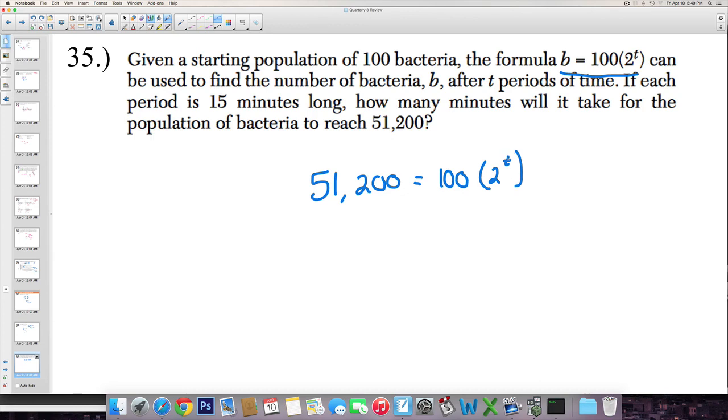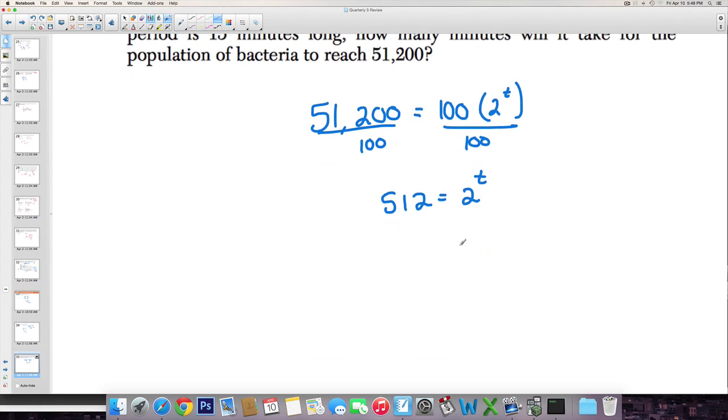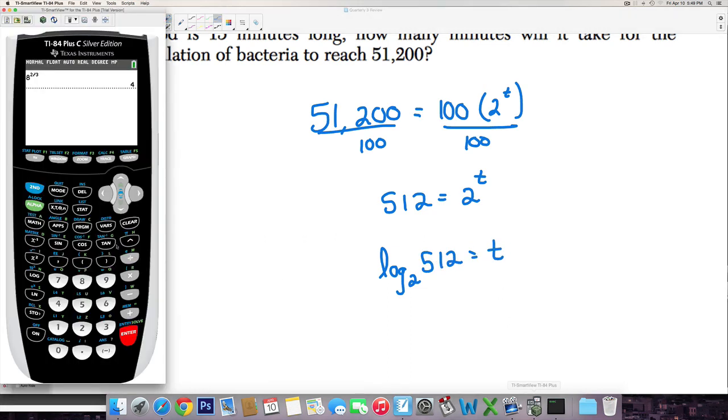So we want to isolate the exponent. So divide both sides by 100. 512 equals 2 to the t. So we can do one of two things. We could try to get them to be the same base, or we can convert it to log form. So if we convert it to log form, log base 2 of 512 equals t. And at this point, we can use our calculator. So math, scroll down to log base.